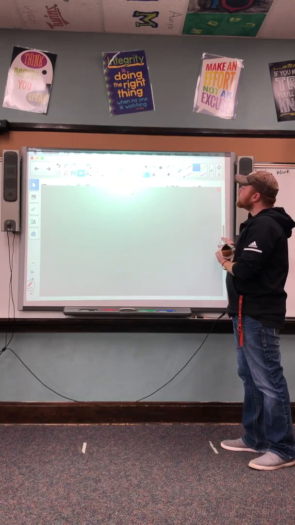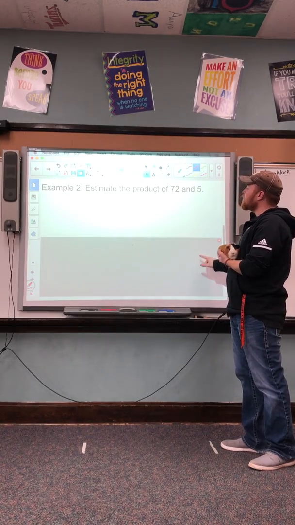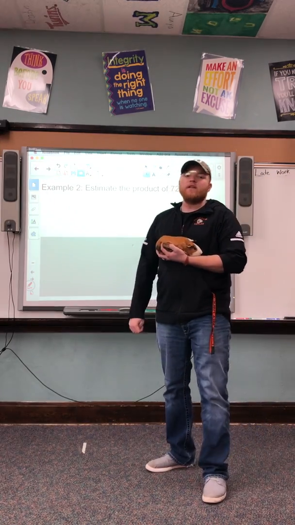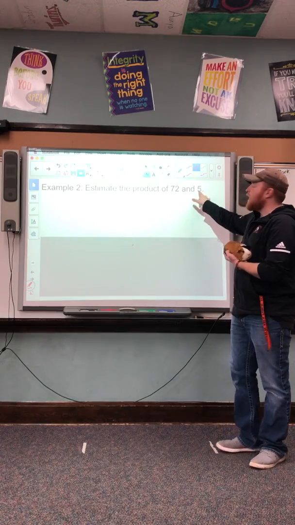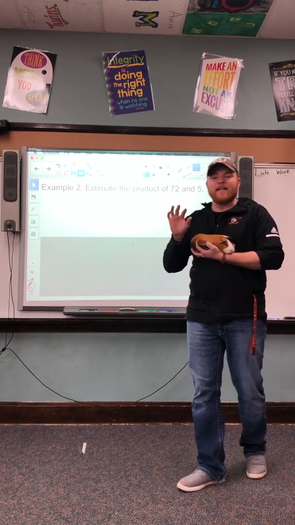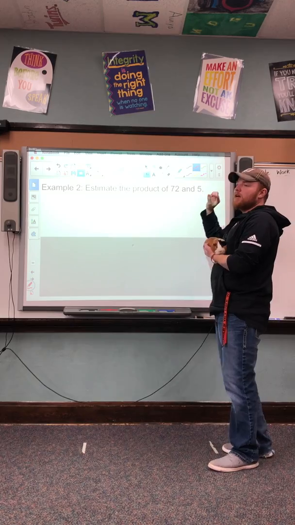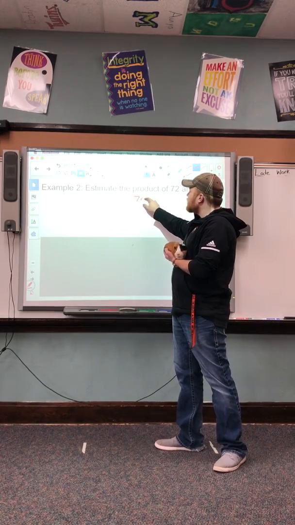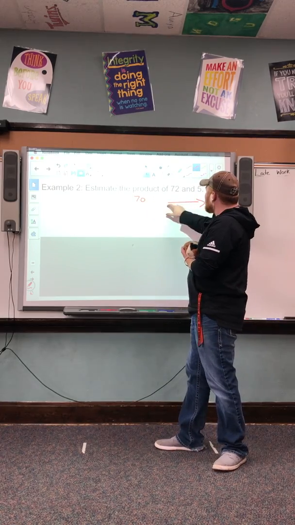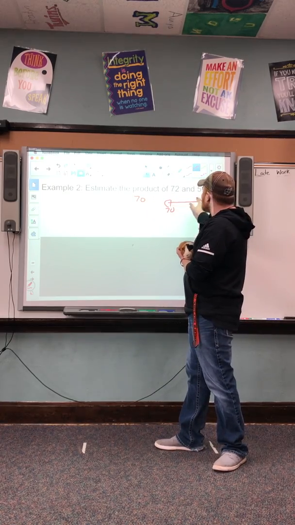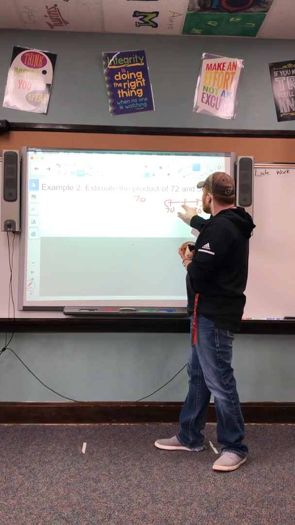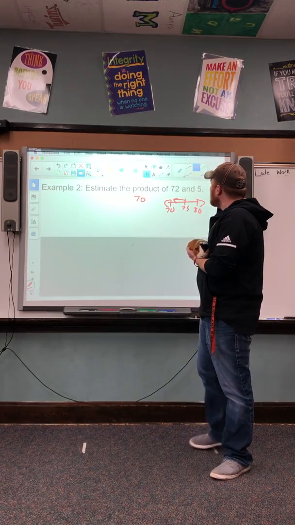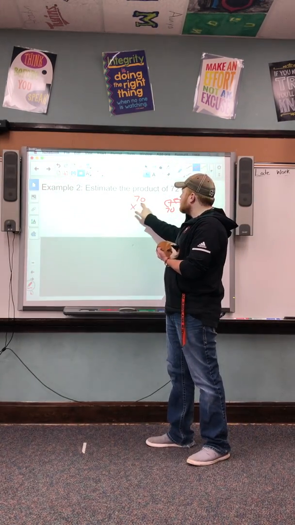Example 2. Estimate the product of 72 and 5. With this one, we wouldn't round 5. We leave 5 where it's at. We would round 72 to the nearest tens, which would be 70, because again, using our number line, 72 falls in between 70 and 80. Middle is 75. Since it's lower than 75, we round down. And we leave 5 where it's at.